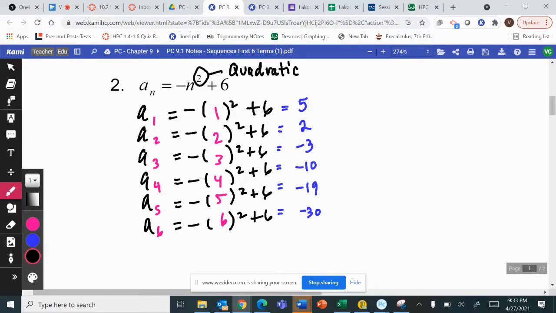And quadratic makes a parabola, a U shape. This negative right here is going to mean a reflection, and the 6 is going to mean it's going to be up 6. So it looks something like this, except it's not going to be connected, so it's just going to be points.